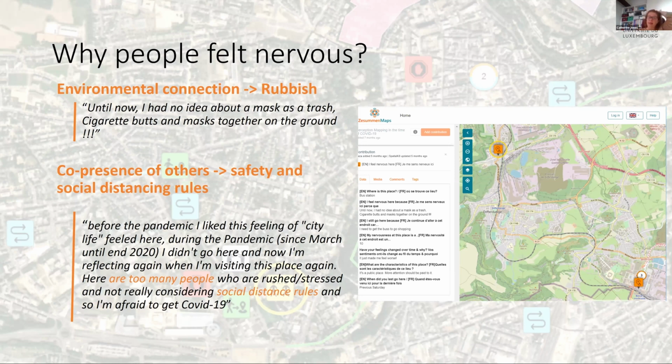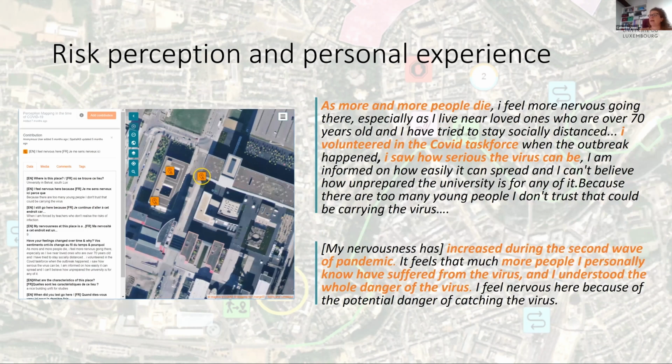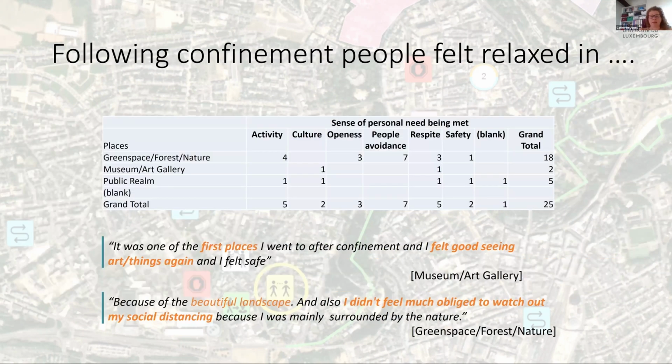We had 20 contributions about how nervous people felt in the environment, and it was particularly evident that inside buildings were where people felt uncomfortable and experienced this sense of nervousness, which is not a surprise given the scientific evidence of the risk of being inside buildings. We also saw that the perception of risk and the fear of risk was exacerbated by the numbers. So if the numbers were going up, then people would feel more nervous. And it was also connected to their personal experience. Following confinement, people felt relaxed. I quite enjoyed seeing the museum and the green space appear in this context.